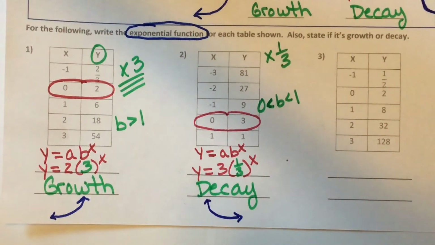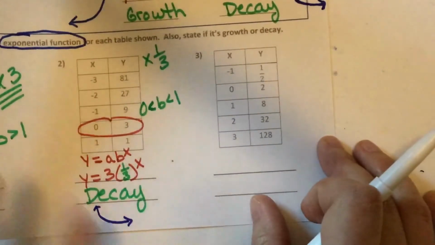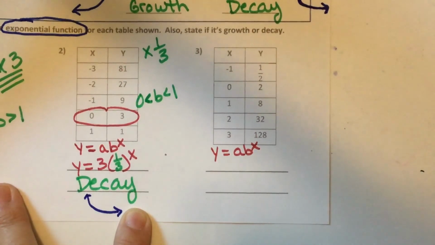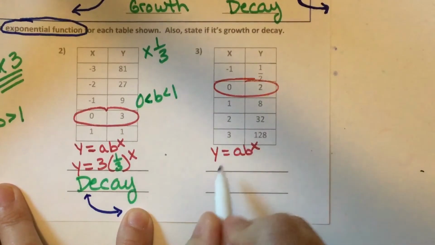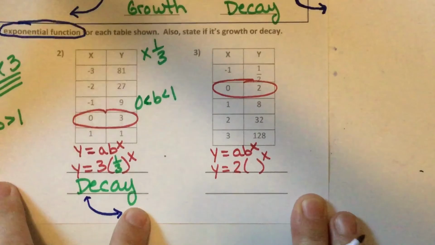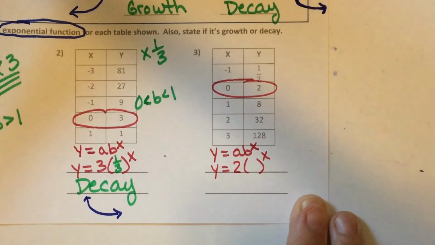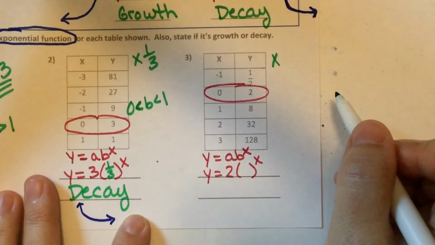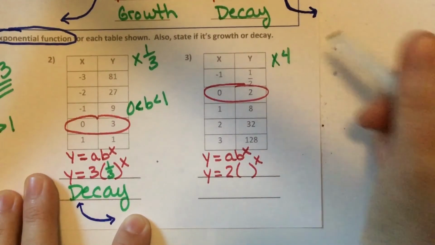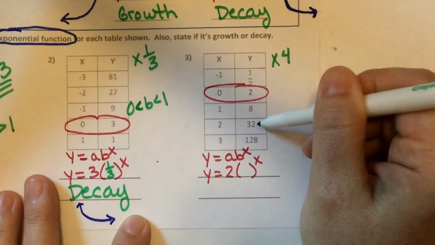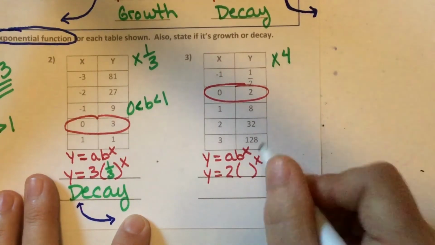Okay, and let's look at number 3 here. So y equals ab to the x. Have you found Mr. A? It's a 2. So y equals 2, parentheses for the b, get your x in there. Okay, and do you know who our b is? What are these y's multiplying by? They're multiplying by 4. And if you didn't know, you could go 8 divided by 2, 32 divided by 8, 128 divided by 32, but they're multiplying by 4.